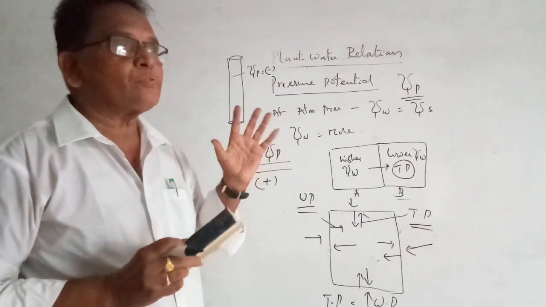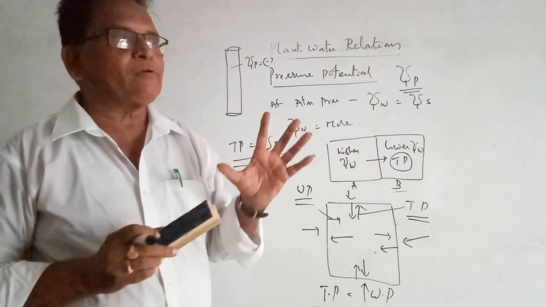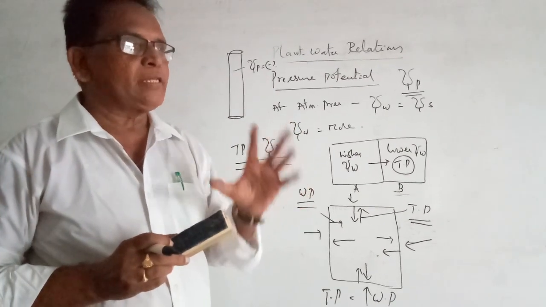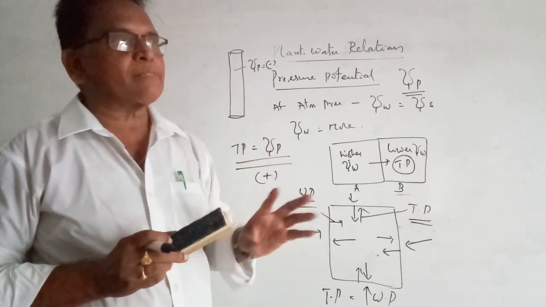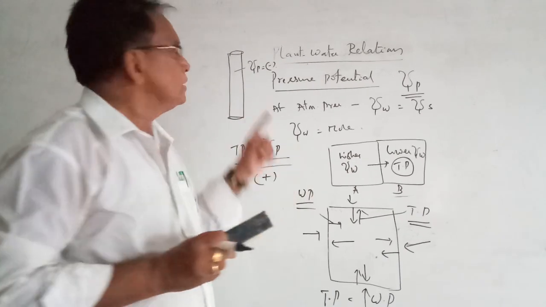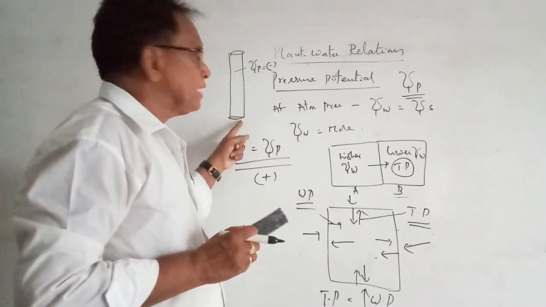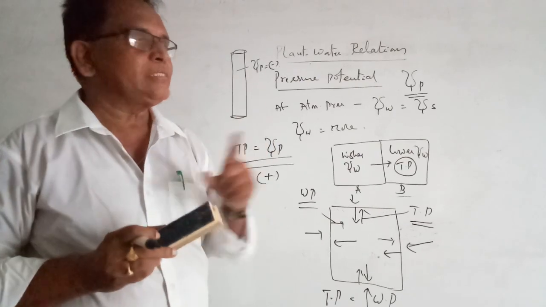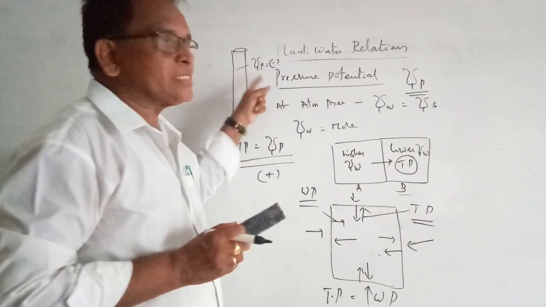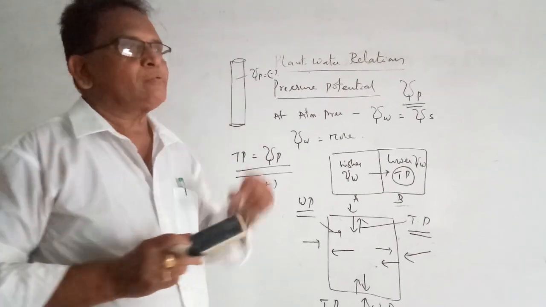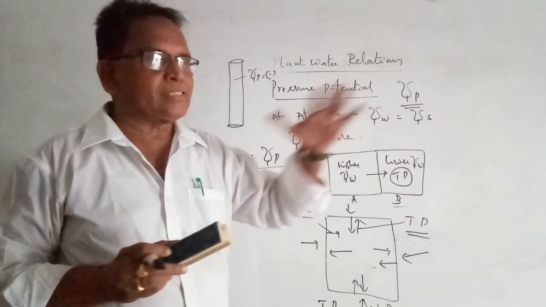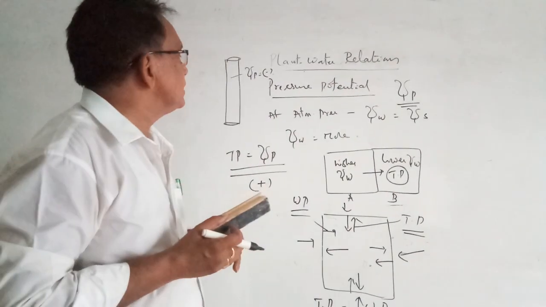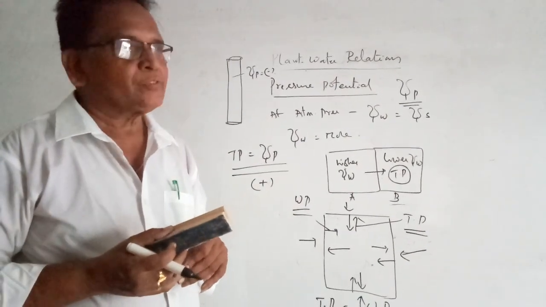Another concept you have to bear in mind: this pressure potential is always positive in all types of tissues except in xylem, where the xylem vessels are open at both the ends, where the turgor pressure or the pressure potential is always negative. But in all other systems, the pressure potential is always positive.